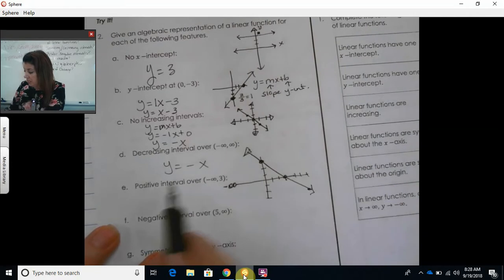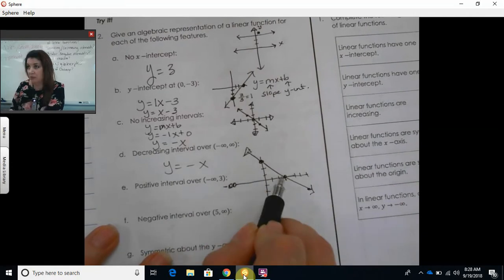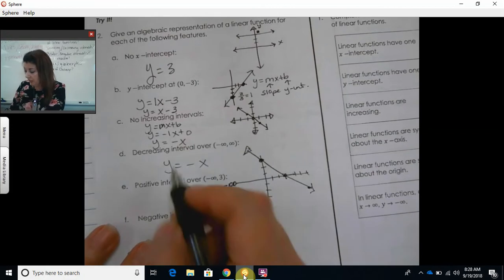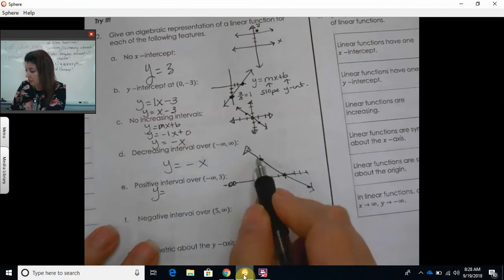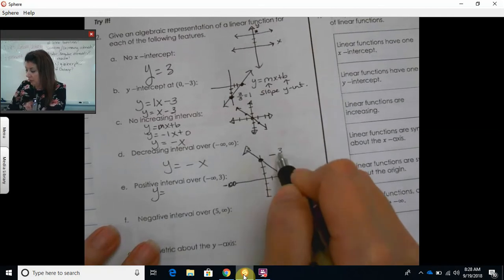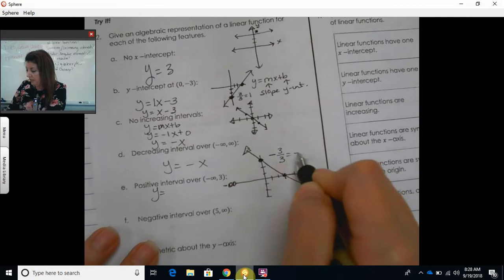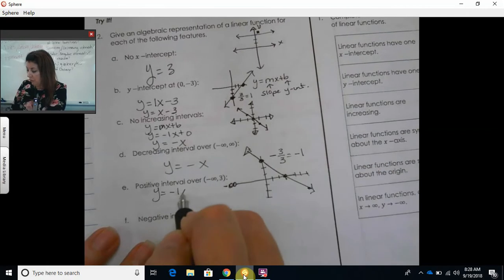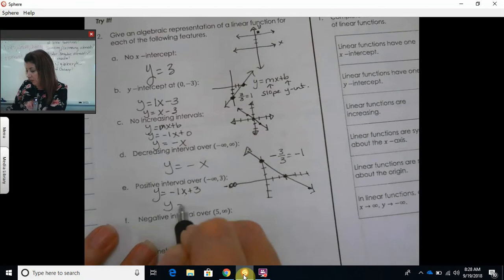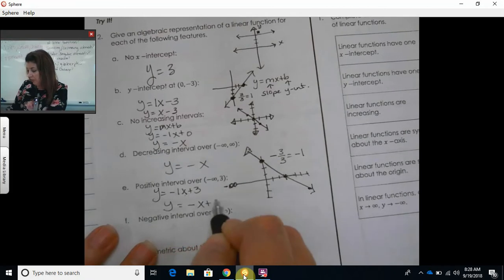Does that have a positive interval from negative infinity to positive 3? Yes, Miss Rayleigh, it does. And my slope is what? We know it's negative. I have a rise of 3, a run of 3, so that reduces to negative 1. So my slope is negative 1. Put an x with a slope. And what's my y-intercept? Positive 3. So I would write y equals negative x plus 3.